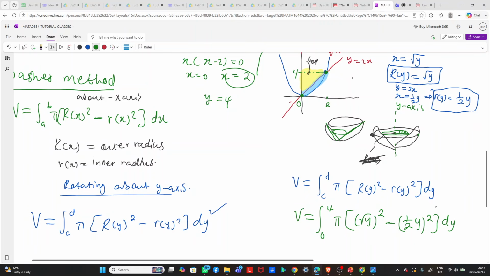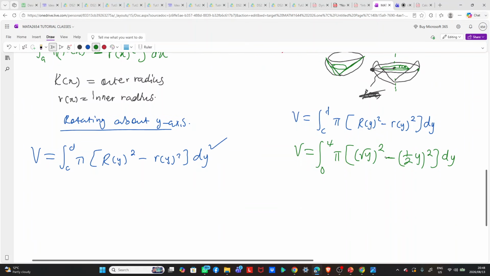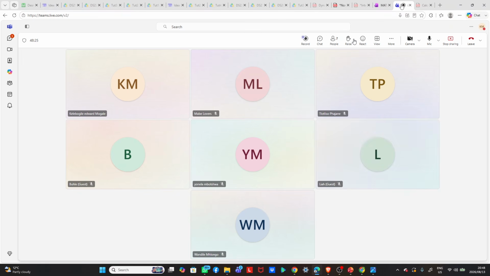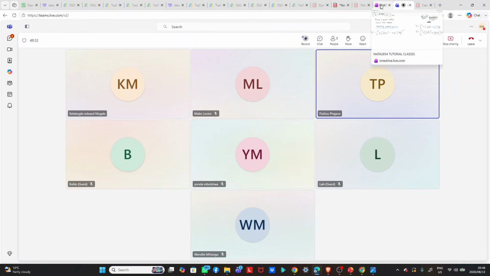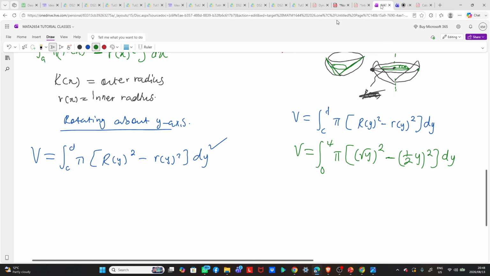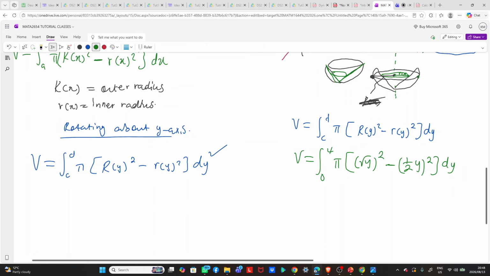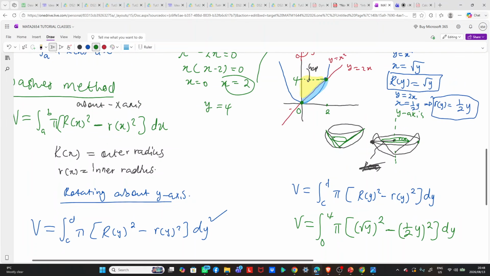Is that fine? Do you guys agree this is what we have? I'm confused. You are confused. Yes, because I don't understand why the outer radius is square root of y. The outer radius. This one.